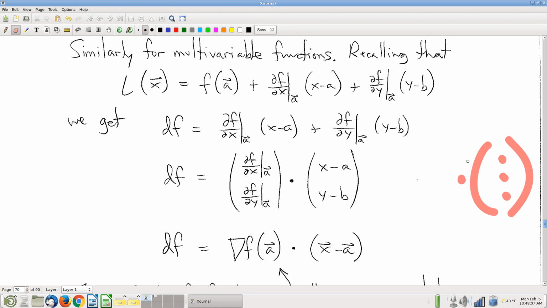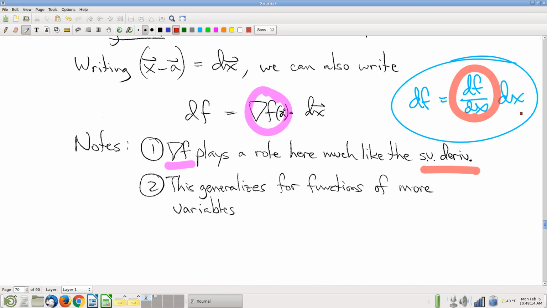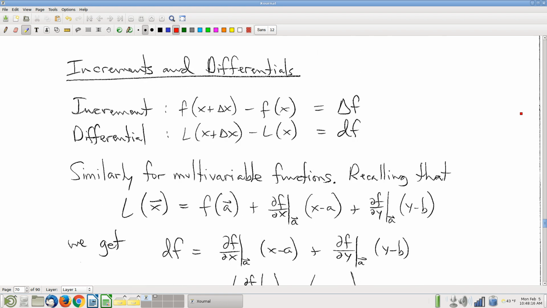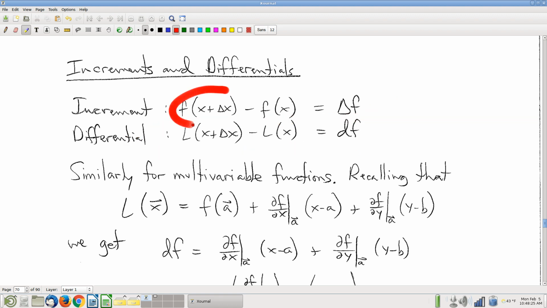Okay, so same story in different dimensions. Let's see an example. By the way, how did we use linear approximation formulas back in single variable calculus? How did we use differentials?